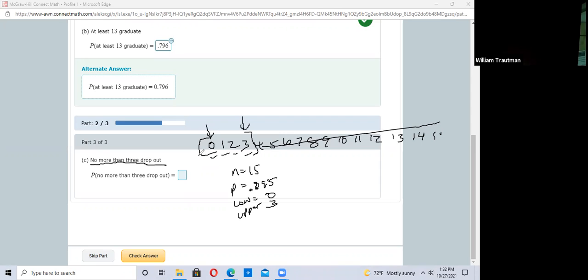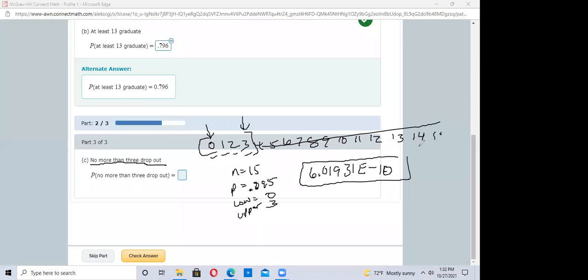Let me show you what I got on my calculator. I hope you guys are doing this on your calculator. I got 6.01931 E minus 10. Did anybody try this on a calculator and get the same thing I got? Yes, sir. I got the same thing. Okay, just want to make sure somebody's following me.